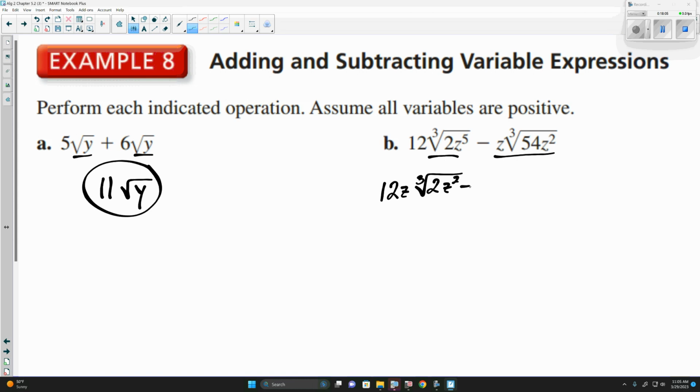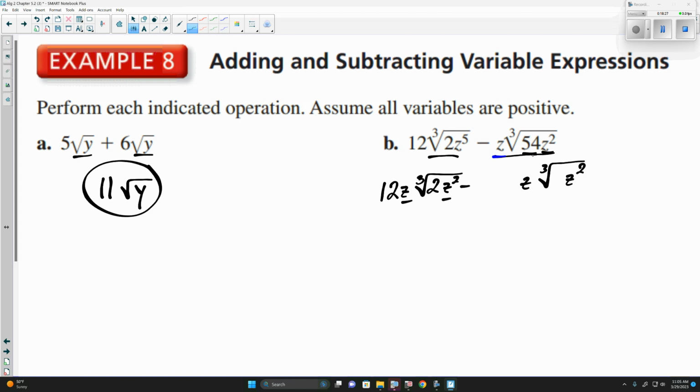Well, the first one has z squared, the second one has z squared. So we now have z squared and z squared, yes? We do have a z out front, so those match, yes? So if we're going to actually be able to subtract it, we do have the z, cubed root of z squared. What do I need the 54 to reduce to inside the radical?